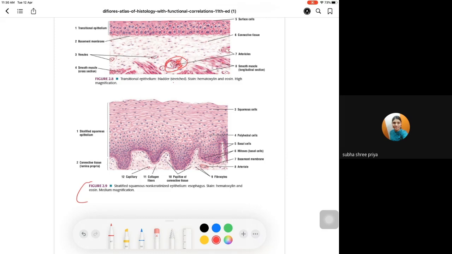Okay, it's a squamous epithelium. Why can't you call it skin? I know they labeled it as esophagus, but why can't this be skin? To call it skin, you have to see the adnexal structures. Okay, just seeing the stratified squamous epithelium, it is not skin.